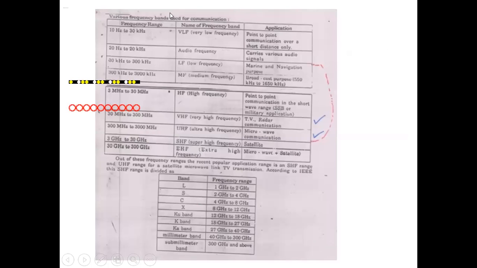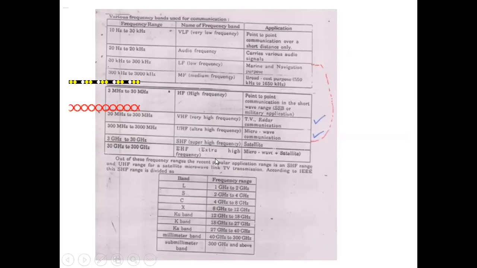So VLF stands for very low frequency, then AF audio frequency, low frequency, medium frequency, high frequency, very high frequency, ultra high frequency, super high frequency, extra high frequency, and so on. And thereafter, that is after 300 gigahertz. So this 30 gigahertz to 300 gigahertz, normally it is called EHF, that is extra high frequency.